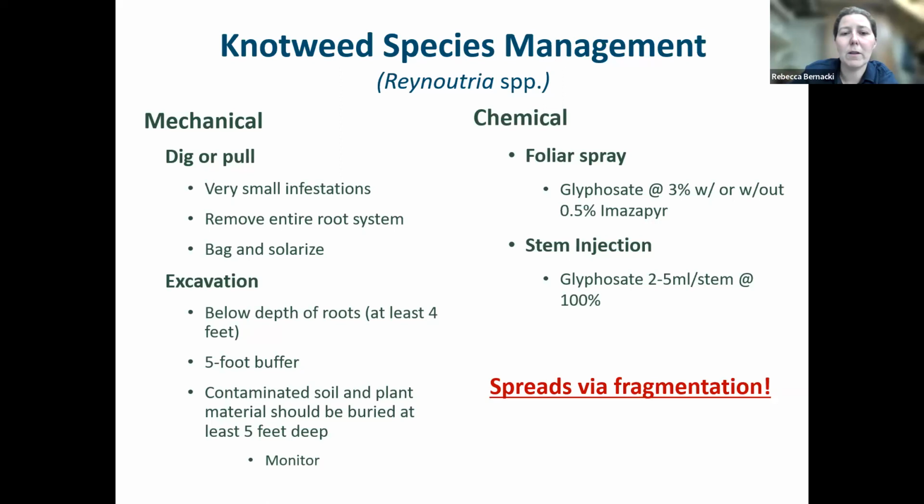We can also use a glyphosate product as a stem injection. Most labels recommend 2 to 5 milliliters per stem at 100% dilution rate. So no dilution actually. Important to think about here, again, sounding like a broken record, this species does spread via fragmentation, so we never want to use mowing as a treatment option here.